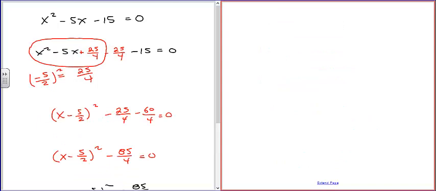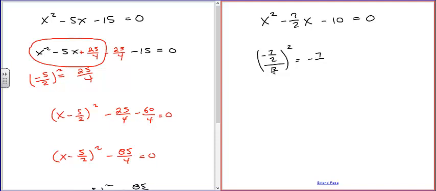Let's do one. What if you had a fraction? Let's say x squared minus 7 halves x minus 10 equals 0. So you take this number again, negative 7 halves, you divide by 2, and you'd square it. So let's go ahead and simplify what's inside the parentheses first. So 7 halves divided by 2 is 7/4.